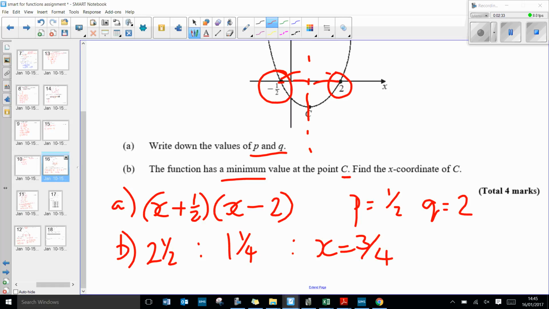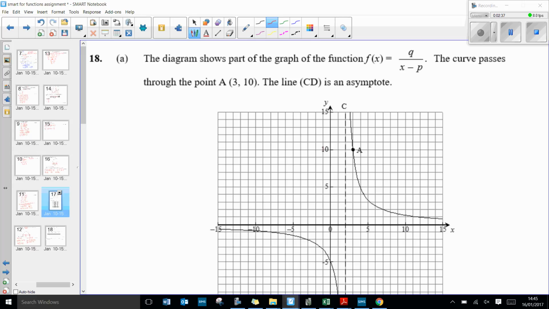Diagram shows part of the graph. The curve passes through the point A, (3, 10). The line CD is an asymptote. The vertical asymptote is always given by this value here, because we know that the denominator of a fraction cannot equal 0. If our asymptote goes through this point here, it's when x is 2, which indicates that P would be 2. So P we can find as 2 straight away.